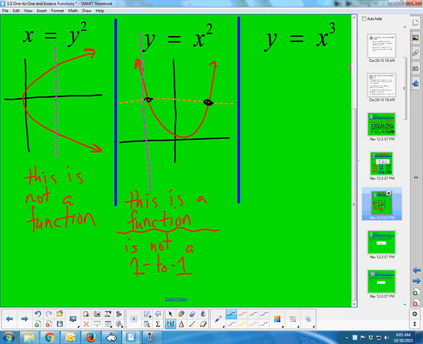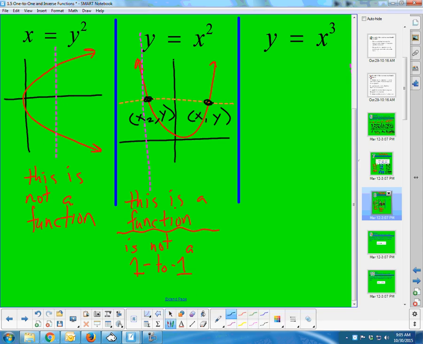Now let's see what happens. If I have 2 points of intersection, these 2 points have different x coordinates, x sub 1 and x sub 2. But since they're on a horizontal line, they're going to have the same y coordinates. And what I have going on here is two different x's mapping to the same y. And the definition of one-to-one said that that can't happen. So big idea here, if you're checking a graph for one-to-oneness, it's the horizontal line test. So this is a function, but it's not one-to-one.